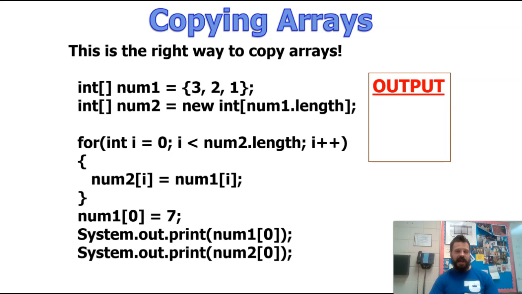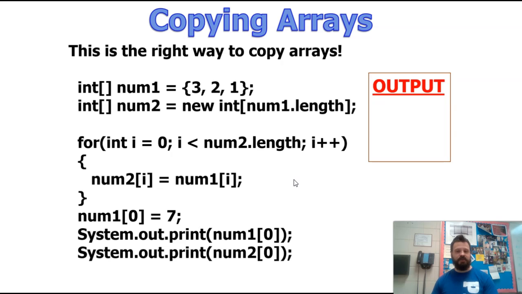So the right way to copy: in most cases, when we want to copy, we actually want two separate arrays. This would be the way to do it. We'll create our first array, num1, and set it equal to 3, 2, 1. Then I can create a second array, num2, a new int array. For the size, we'll use the same size as num1. In this case, num1 has 3 spaces, its length is 3. That's going to create num2 with 3 zero spaces, 3 empty spaces.